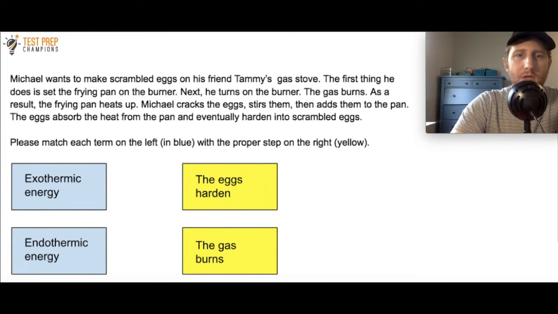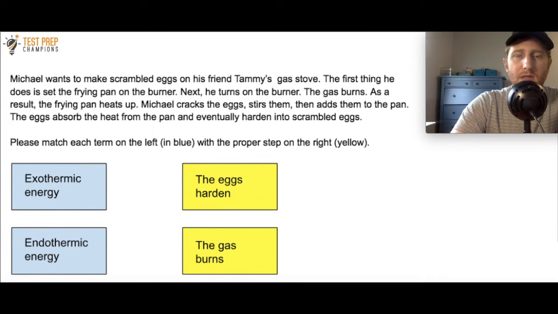Michael wants to make scrambled eggs on his friend Tammy's gas stove. The first thing he does is set the frying pan on the burner. Next he turns on the burner. The gas burns. As a result, the frying pan heats up. Michael cracks the eggs, stirs them, then adds them to the pan. The eggs absorb the heat from the pan and eventually harden into scrambled eggs. Please match each term on the left in blue with the proper steps on the right, yellow.